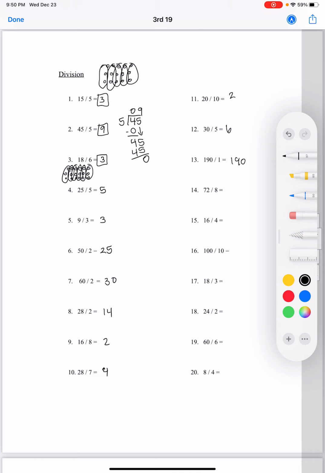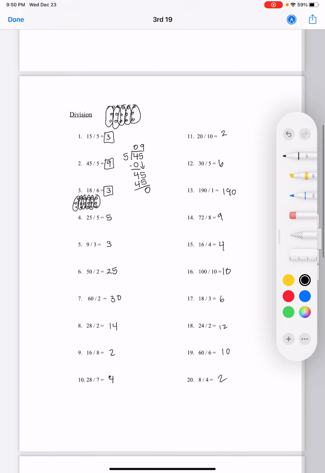72 divided by 8. Let me see. 72 divided by 8 is 9. 16 divided by 4 is 4. 100 divided by 10 is 10. 18 divided by 3 is 6. 24 divided by 2 is 12, and 10 and 2.